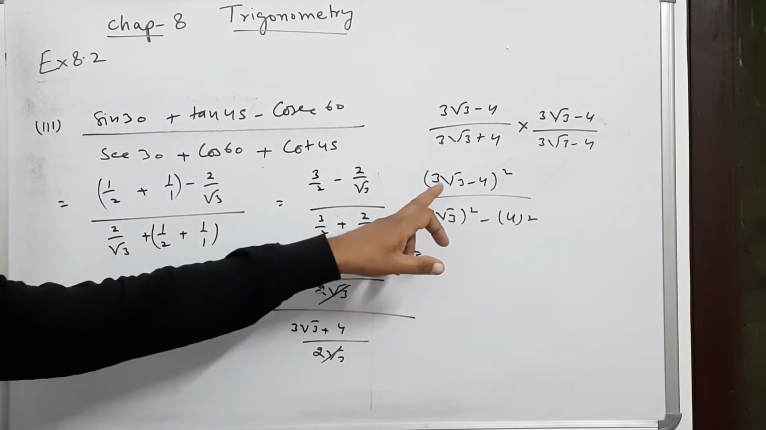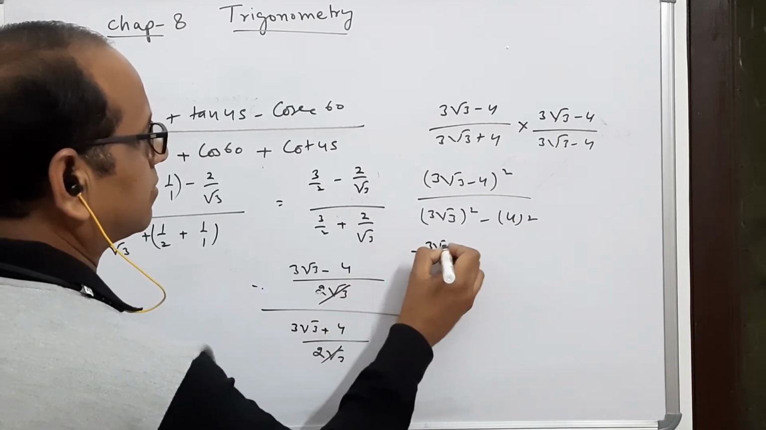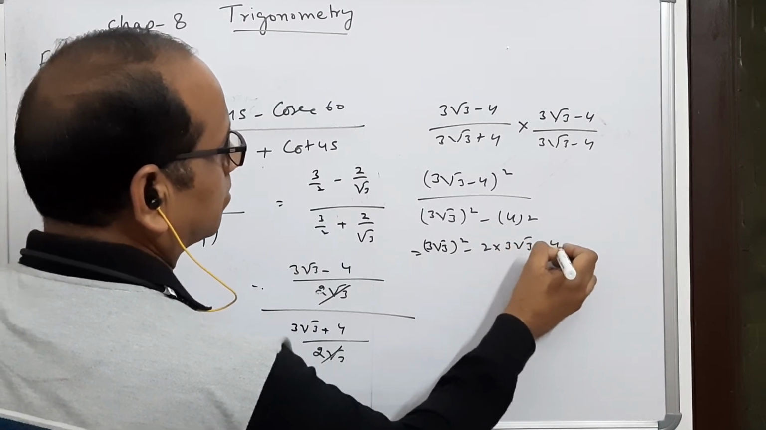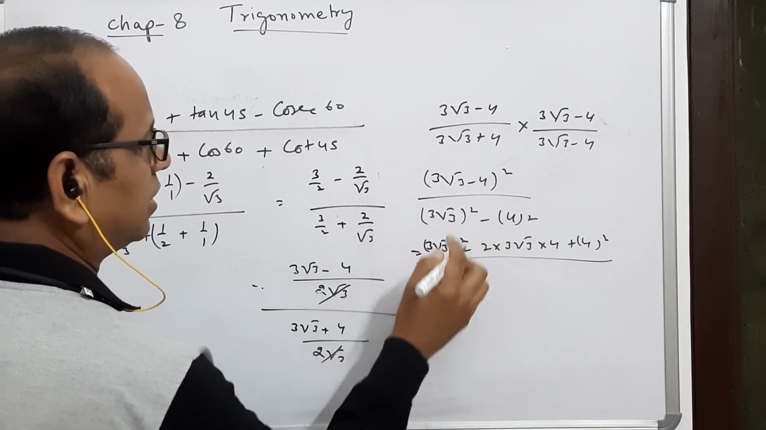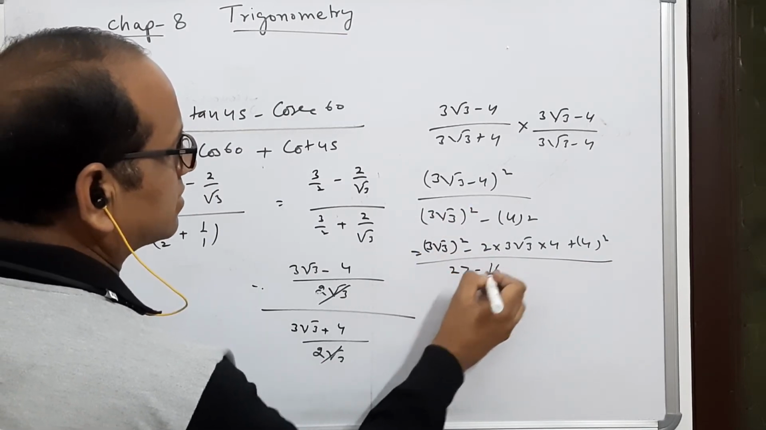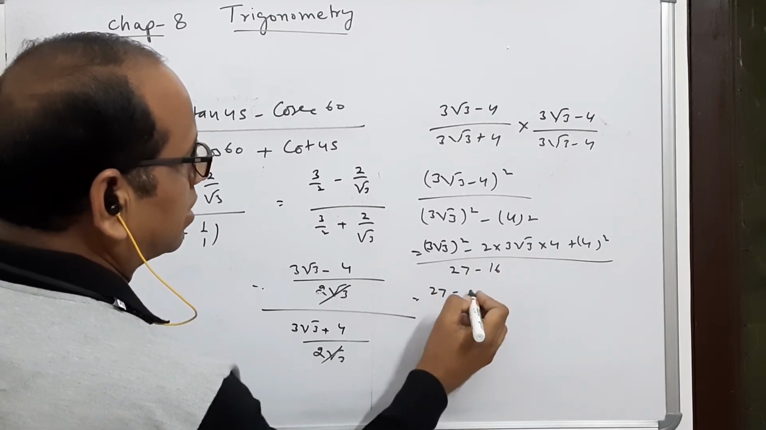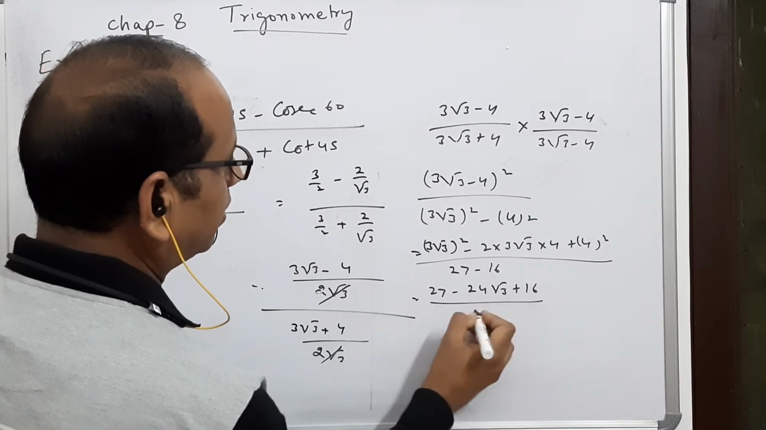Now here we apply the formula a minus b whole square. So it is a square minus 2ab plus b square divided by 3 root 3 whole square minus 4 whole square, it is 27 minus 16. Now this is 27 minus 24 root 3 plus 16 upon 11.